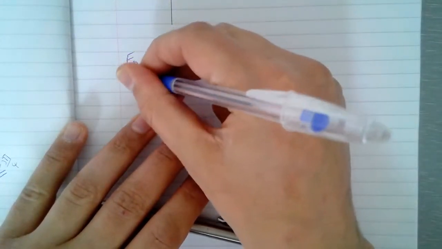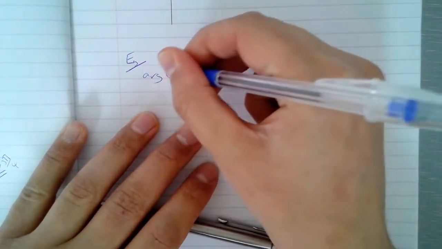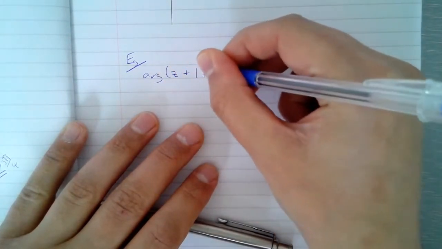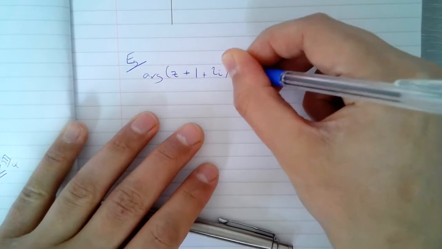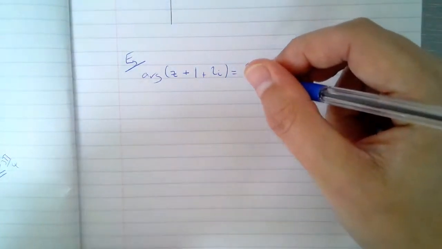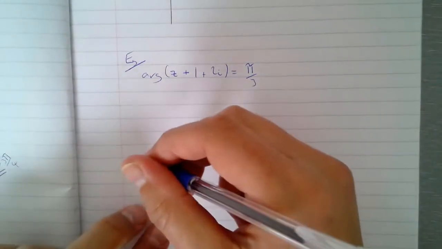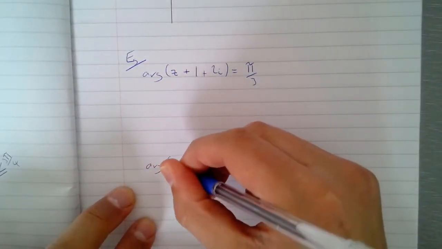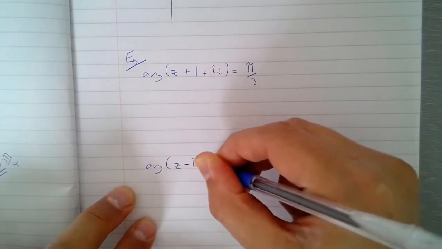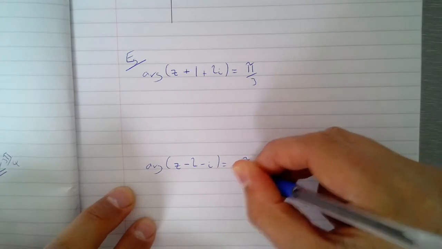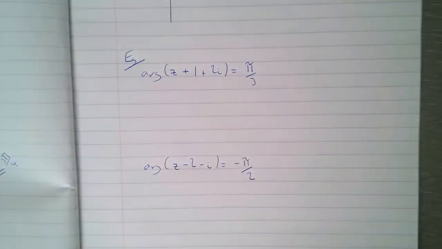So can you try first of all to draw me a diagram that represents this: the argument of z plus 1 plus 2i equals pi over 3. I'll try not to make a mistake in my answers today like I did last week. I'm very sorry for that. And the second one, can we do the argument of z take away 2 take away i equals negative pi over 2. Okay, so have a quick go at those, pause the video, and then come back to me when you've done that.